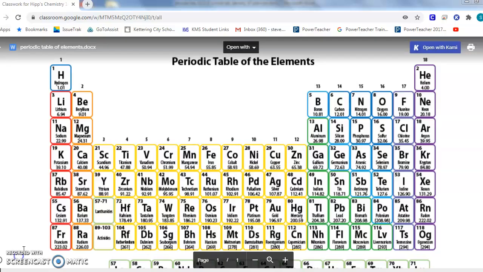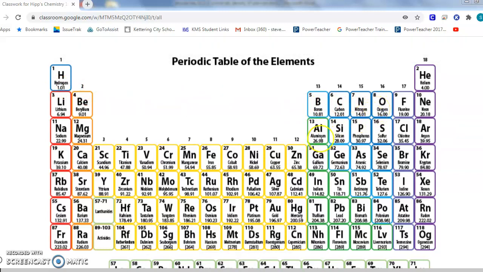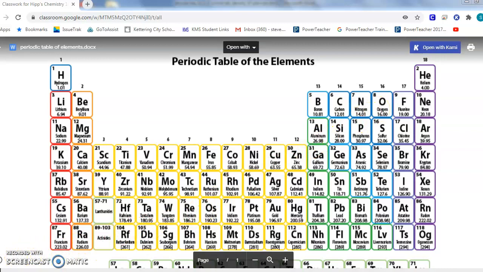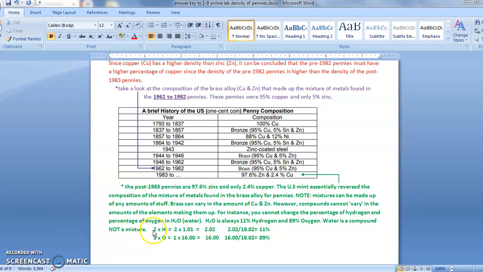So what does that mean? Hydrogen has a mass of 1.01. Oxygen's mass is 16.00. So there are 2 hydrogens in there. 2 times 1.01 is 2.02. Oxygen has a mass of 16, but it's 1 part oxygen. So 1 times 16 is 16. So water has 2 hydrogens totaling 2.02, and 1 oxygen at 16. 2.02 and 16 is 18.02.